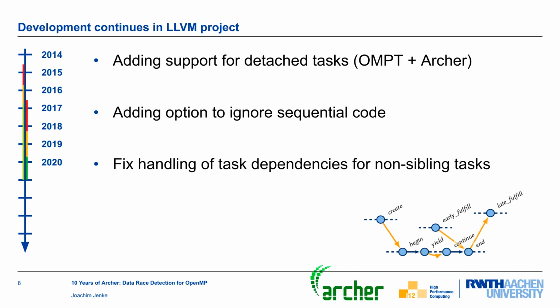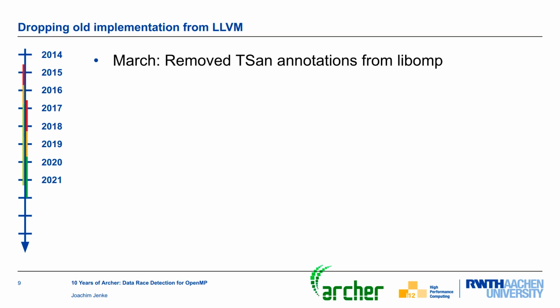We also fixed the handling of task dependencies for non-sibling tasks. Up to this point, Archer would analyze dependencies as if they would be global and work even for ancestor tasks. In March 2021, we finally removed the initial implementation of Archer done with these thread sanitizer annotations in libomp because they were off all the time and they are basically replaced by the new OpenMP-based Archer tool. In the same summer, I defended my PhD thesis where Archer was a significant part of the thesis.